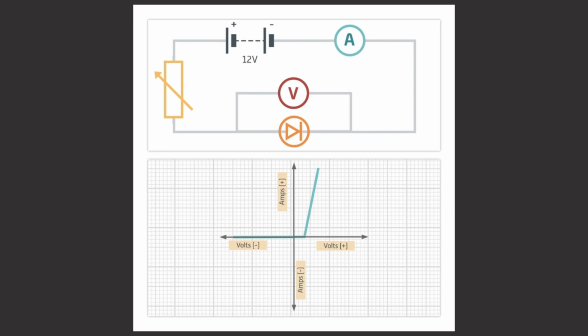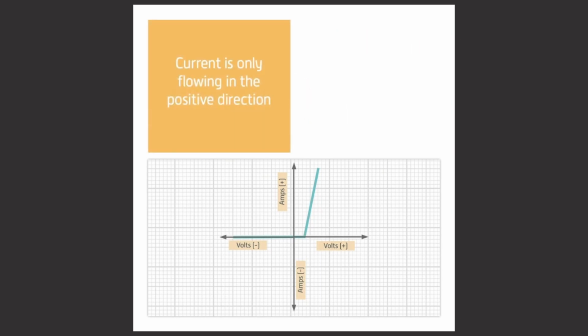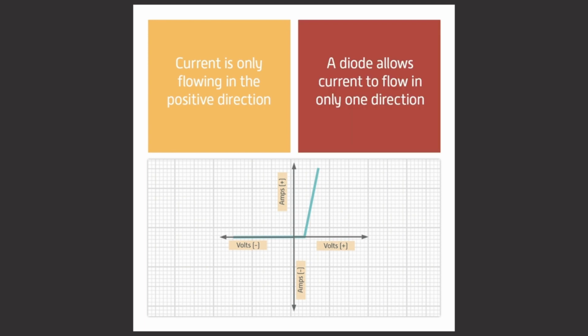A diode gives you a graph like this, showing that the current is only flowing in the positive direction. From this part of the investigation, it can be seen that a diode allows current to flow in only one direction.